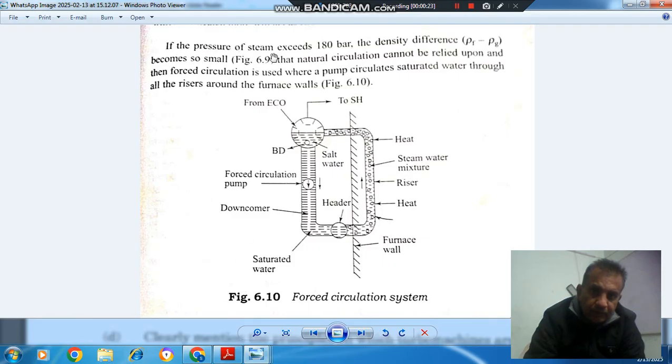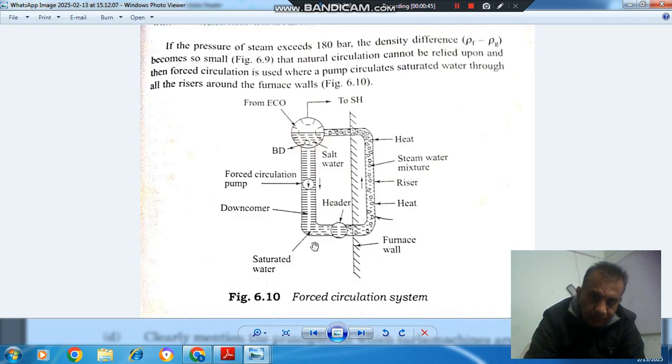If the pressure of steam exceeds 180 bar, the density difference rho F minus rho G becomes so small that natural circulation cannot be relied upon. Then forced circulation is used, where a pump circulates saturated water through all risers around the furnace wall.